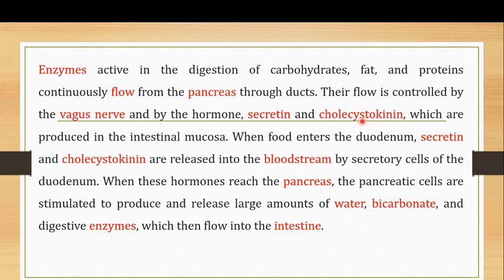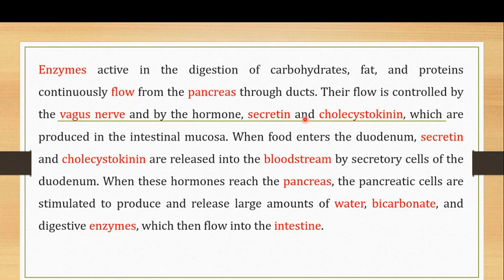How is the pancreas activated for the release of the enzymes and the neutralizing material for the stomach gastric juices? The enzymes that are active in the digestion of carbohydrates, fats and proteins continuously flow from the pancreas through the ducts, and their flow is controlled by the vagus nerves and by the hormones known as secretin and cholecystokinin.